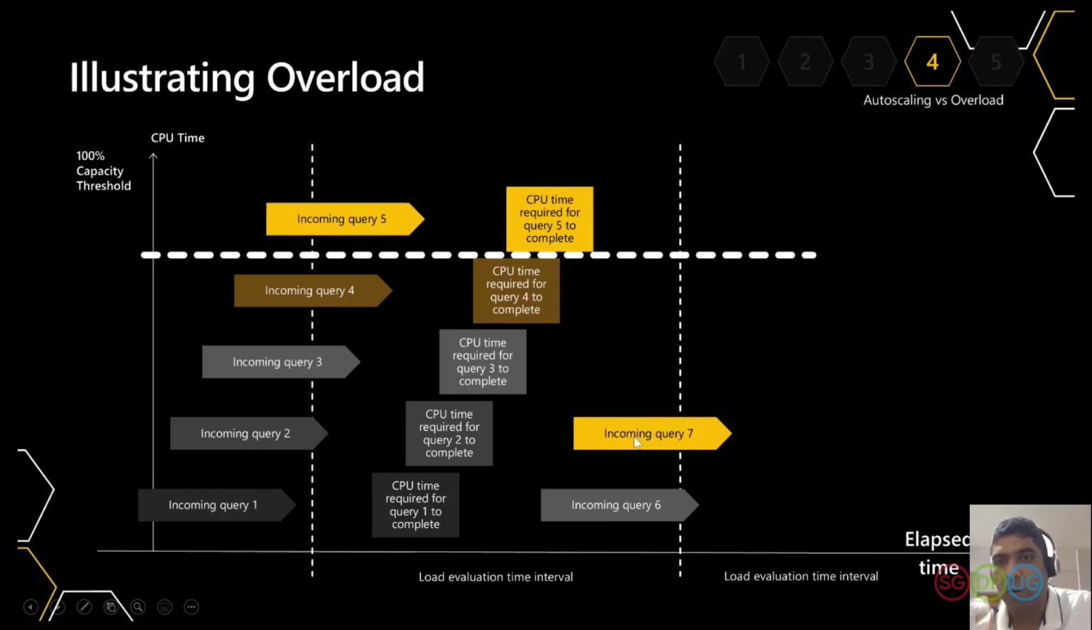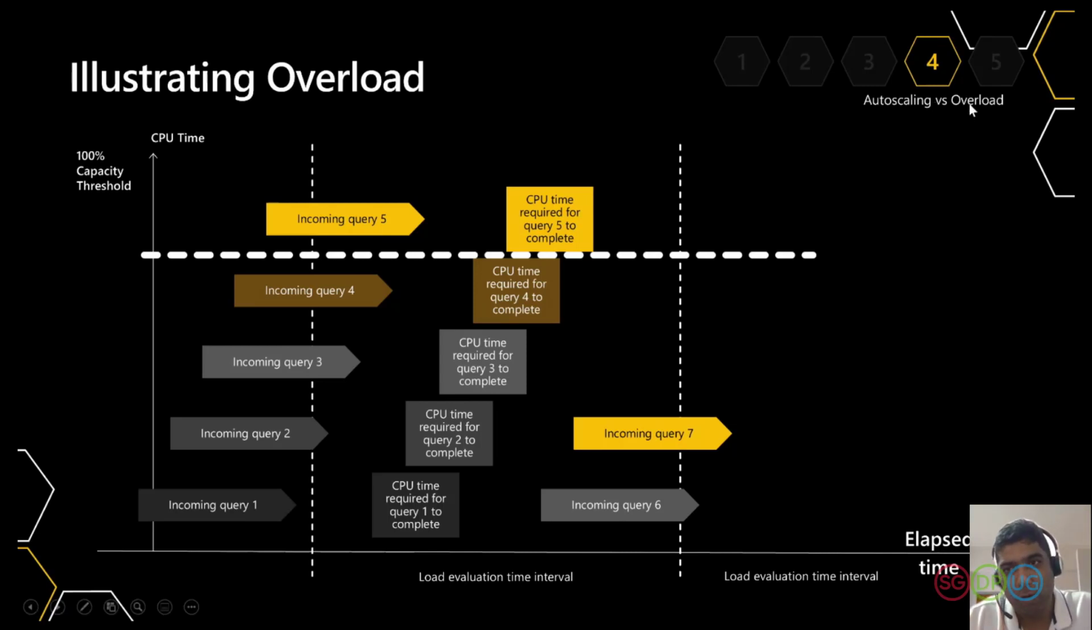If you have auto scaling enabled, a new core will be added, and then these queries will be able to run. When the new core is added, your capacity automatically increases. You have a bigger CPU, and these queries will be able to run, and so on.